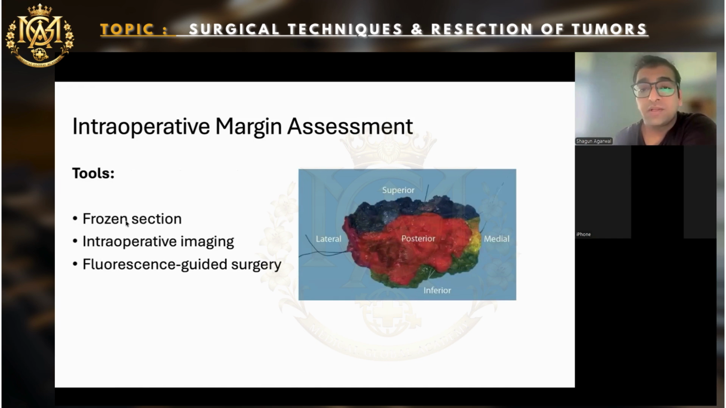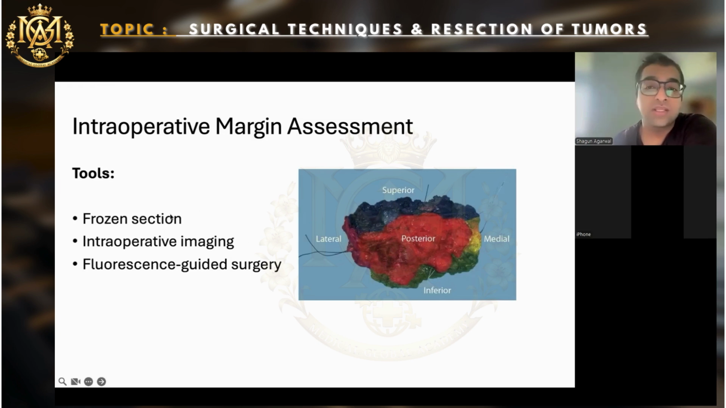Now, intraoperative margin assessment, what are the tools we have? One is frozen section, not available in the UK, not available in America. It's something that is, I would say, very exclusive to Asian countries. Why? Because in the Western part of the world, it is very expensive.